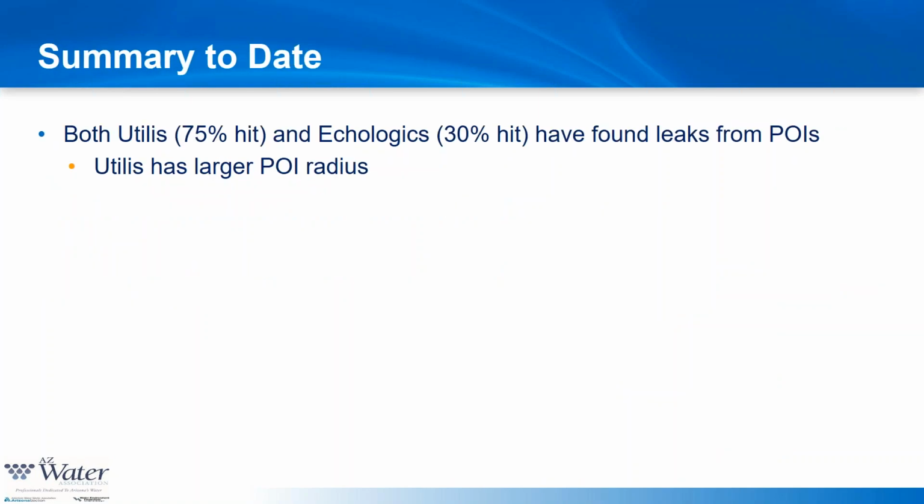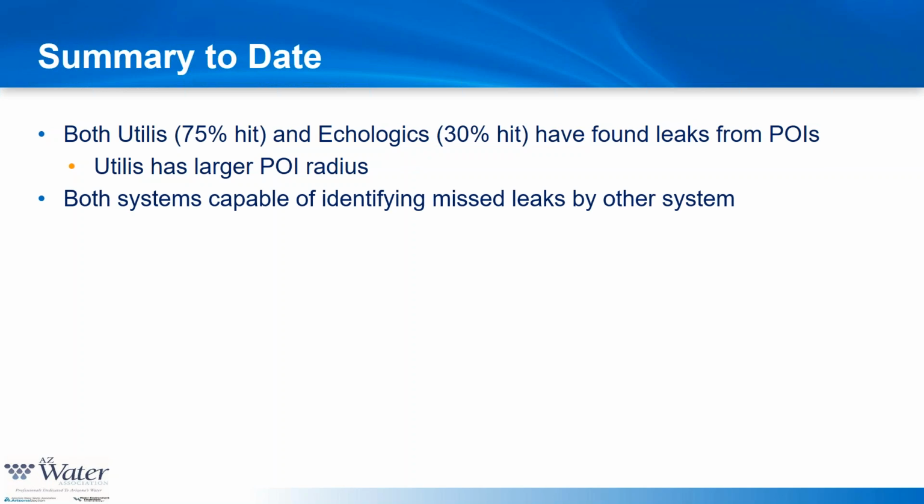So the summary to date on the leak detection is that Utilis and Ecologics are finding leaks. Utilis has about a 75% hit rate, and Ecologics around 30-35%. But note that Utilis has a much larger point of interest, so it's not really an apples to apples comparison. Both systems are capable of identifying leaks missed by the other system, and both can find leaks that the other did not find, and sometimes they're correlated.